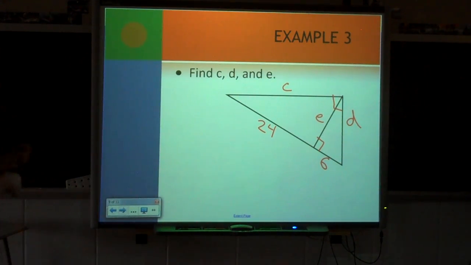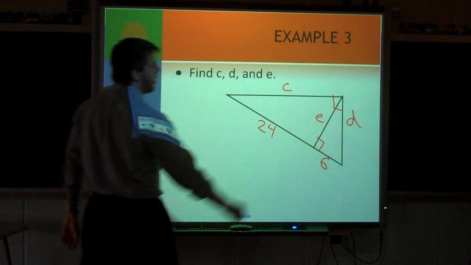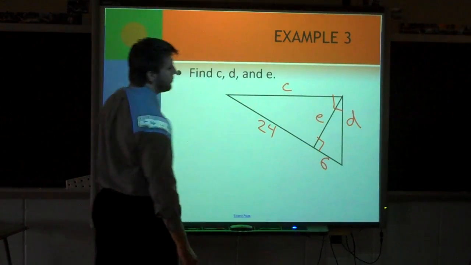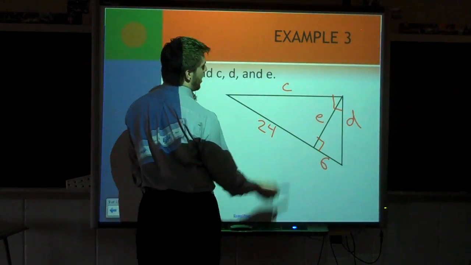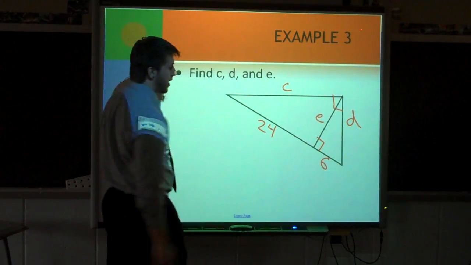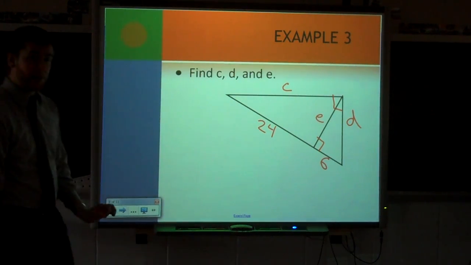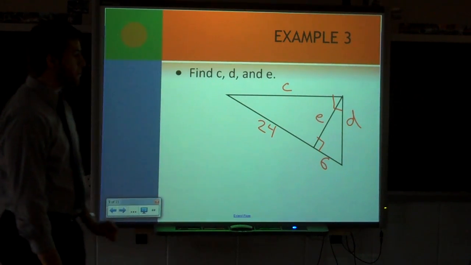Last example, we're going to use the properties we just looked at. So I've got a right triangle. Didn't really label it as far as vertices, but we don't need it. And then in this right triangle, I drew an altitude, and then I gave you a few different things. The legs, I don't know. I don't know leg C. I don't know leg D. The altitude, that's E. I don't know that. But I do know the parts of the hypotenuse. They're 24 and 6, and that's all I need to find those missing measures.